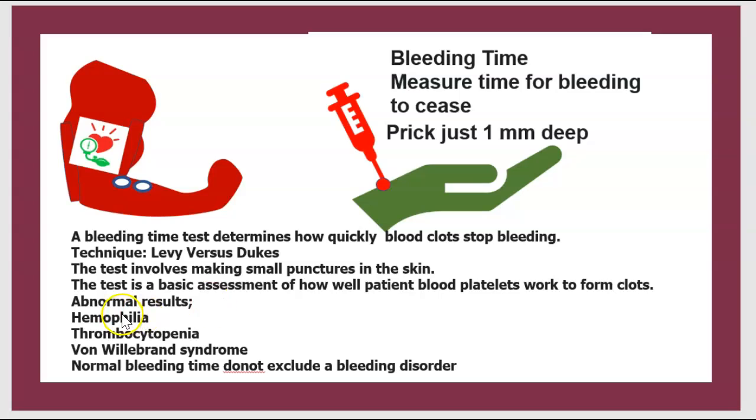Abnormal results: hemophilia, thrombocytopenia, von Willebrand syndrome. And don't forget that a normal bleeding time does not exclude a bleeding disorder.